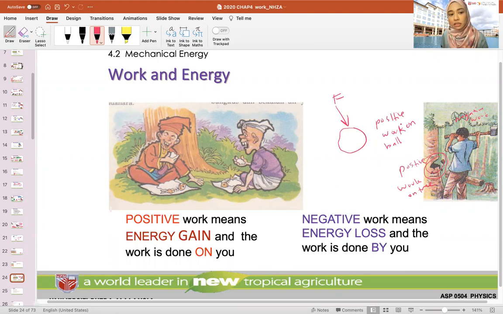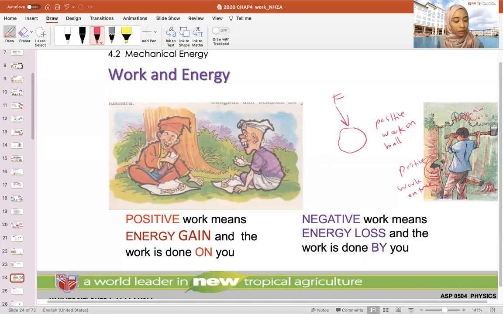So benda yang losing energy, negative work. Benda yang gain energy, positive work. So macam mana kita nak tahu ball ni gain energy ke tak? When I do that, I'm actually transferring energy in the form of maybe potential energy, maybe kinetic. Bila saya ketuk-ketuk dia bergerak, so ada kinetic energy. So energy tu datang dari saya, so I am getting negative work. The ball gets the energy that I am transferring to it, and it gets positive work, and that energy becomes something else. For example, it can move, so it becomes kinetic energy, ataupun dia melantun, it becomes potential energy.